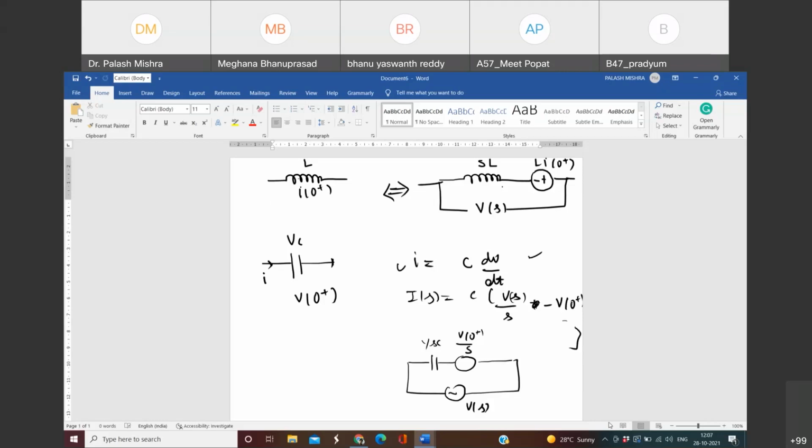Okay. So please remember that whenever you are replacing the capacitor and the inductor in the Laplace domain, you have to check the values of these batteries that will come into the picture if there is an initial value. If there is no initial value, then directly you can write it as SL and 1 upon SC. That's the only difference. Okay. So I'm just giving you one small question related to this. Please let me know the answer.